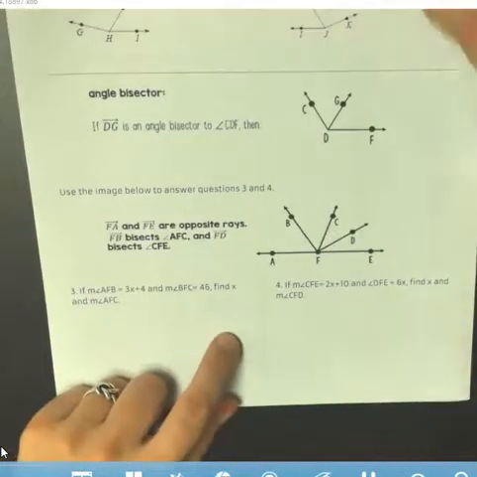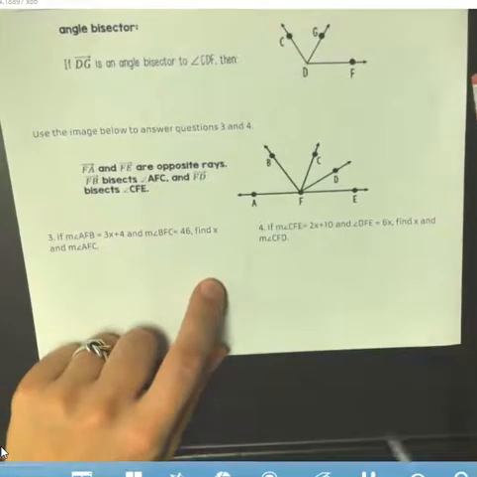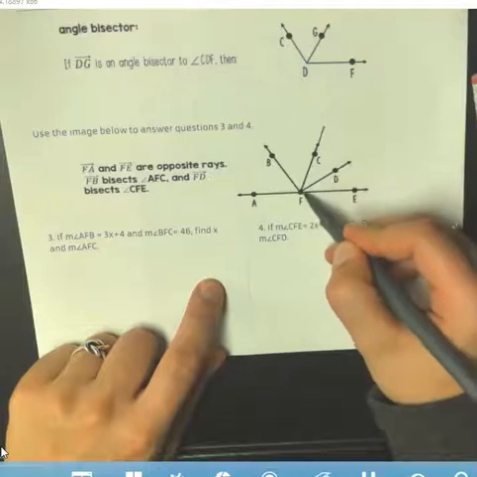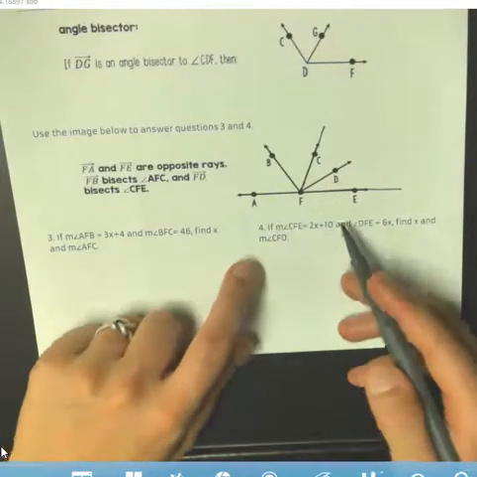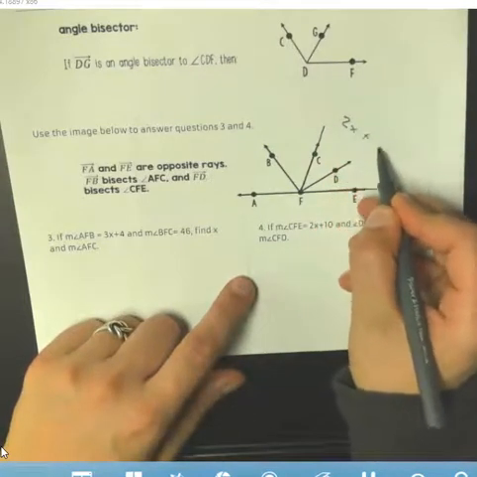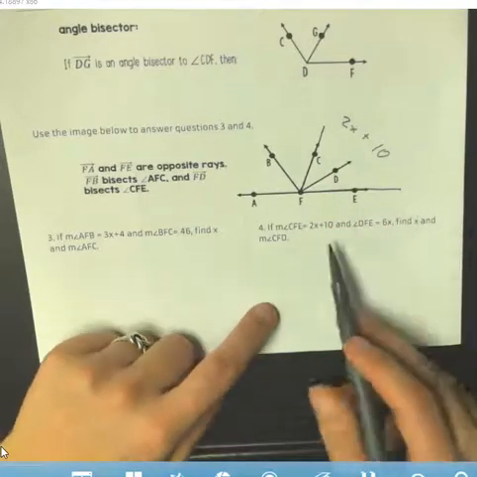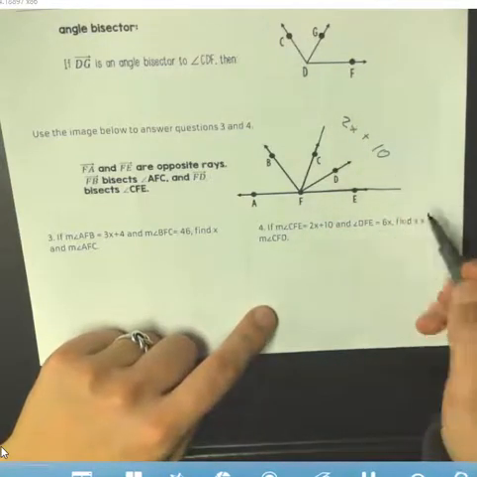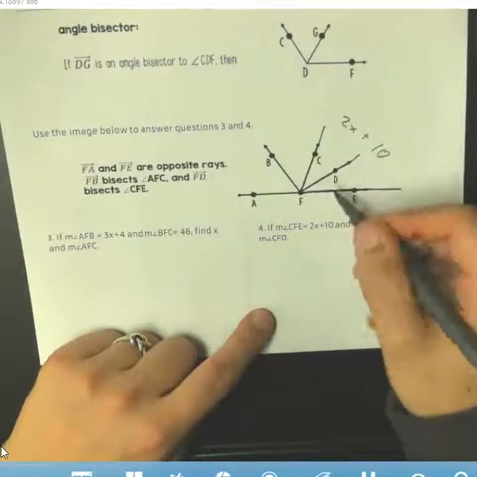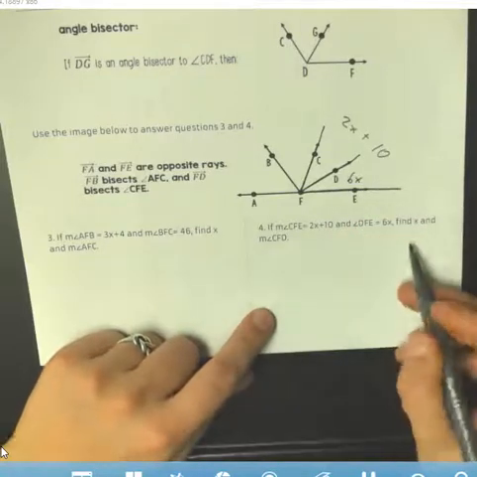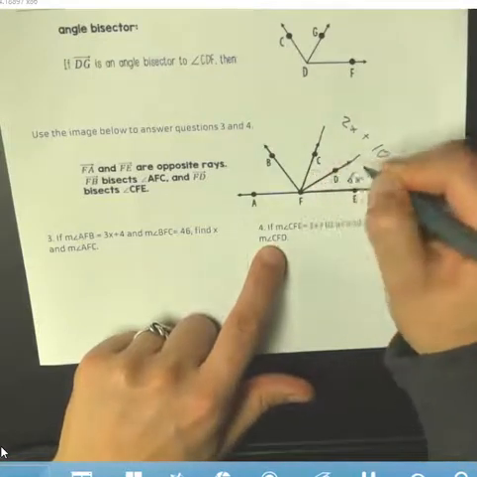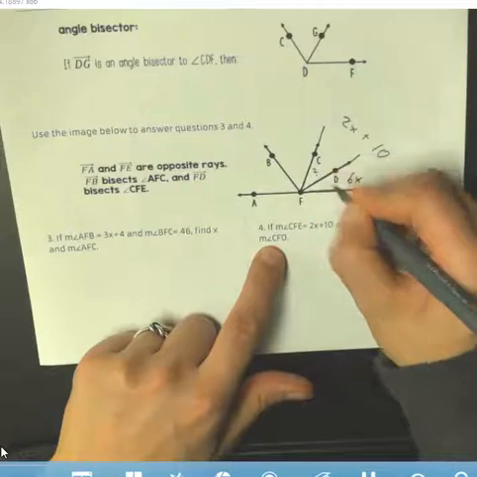Okay, so for this next question, it's asking measure of angle CFE, that's this big one, is 2x plus 10. So 2x plus 10 is the big one. And DFE is 6x. So DFE is this one right here, and that's 6x. And then it wants us to find CFD. So that's this right here. I'm going to put a question mark.